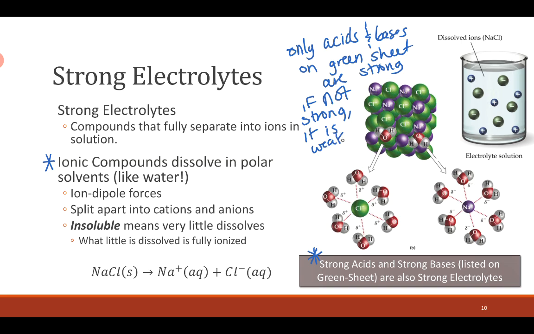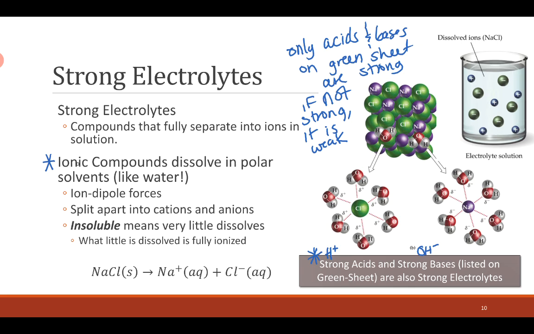If you notice on the green sheet, all of the strong acids have H listed first in the chemical formula and followed by one of the halogens or some polyatomic ions. Not fluorine though. Hydrofluoric acid is a weak acid. And strong bases all have the OH minus ion to them. So all of the bases have to have hydroxide ions, and strong acids have H plus ions first.